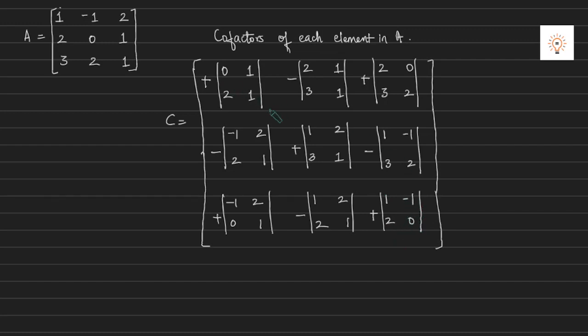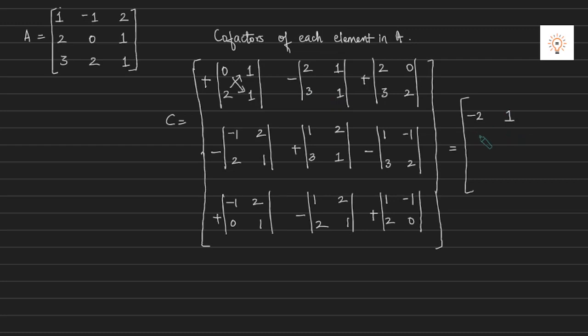Now each of these determinants can be found by multiplying the top left element with the bottom right and minus bottom left with the top right. So when I do this, I'll get 0 times 1, which is 0. 0 minus 2 is minus 2. So I'll get minus 2 here. And here I'll get 2 minus 3, which is negative 1. There is already a negative sign, so negative of negative becomes positive.